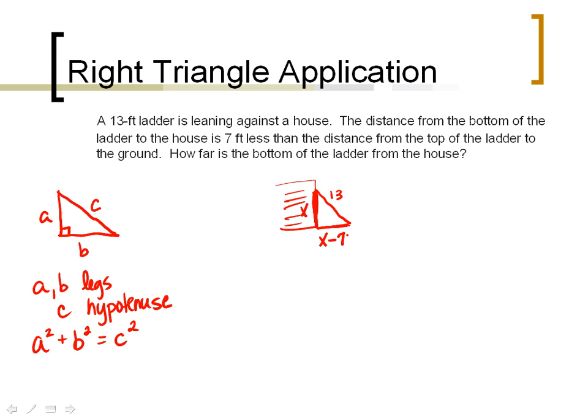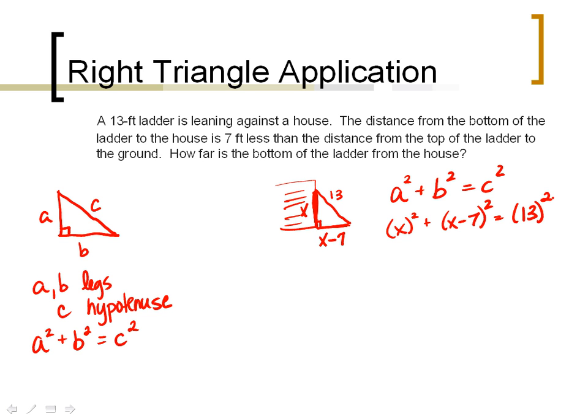It says how far is the bottom of the ladder from the house? So we need to find this distance here, x minus 7. Assuming the ground is level, we're going to have a right triangle application. Pythagorean theorem is a squared plus b squared equals c squared. So we'll have x squared plus x minus 7 squared is equal to 13 squared.